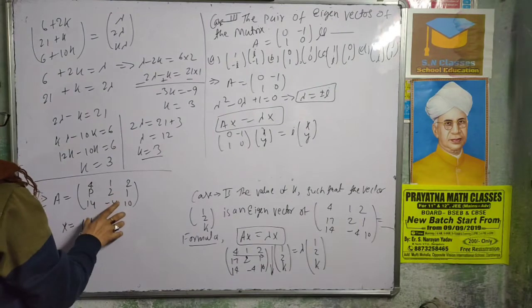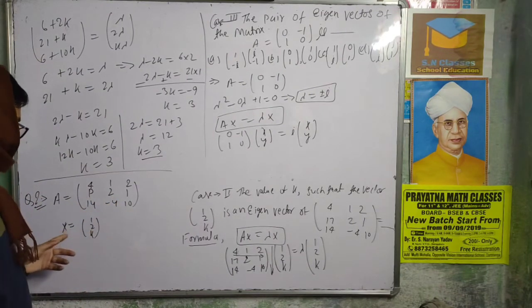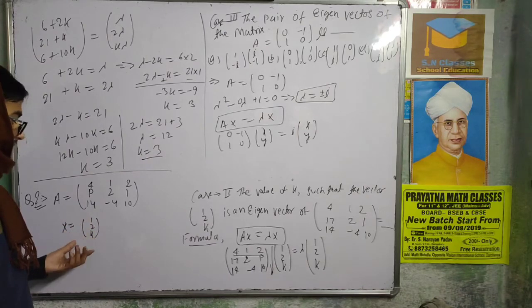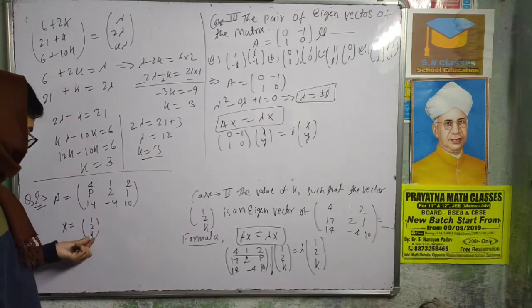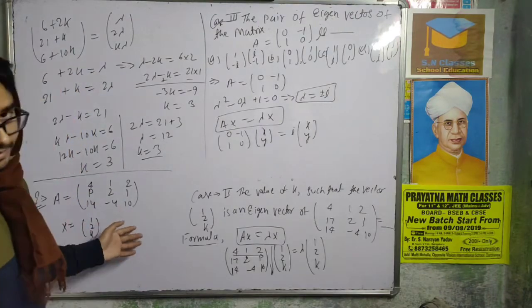Question number 2 is that matrix problem. Matrix A is given, and the vector X is given as 1, 2, k. They ask you to find the k value as well as the p value also. Do it on your own and ask in your comments.